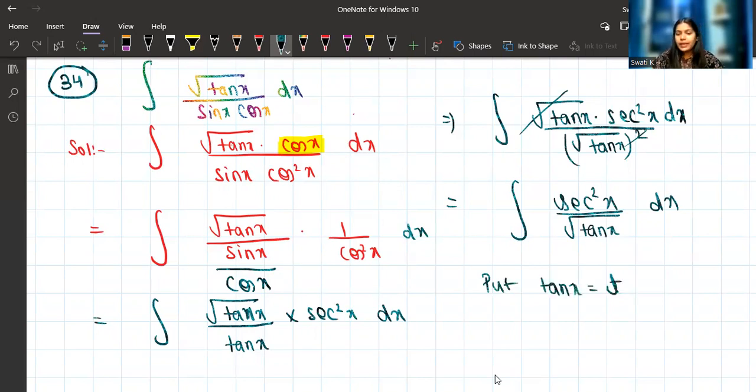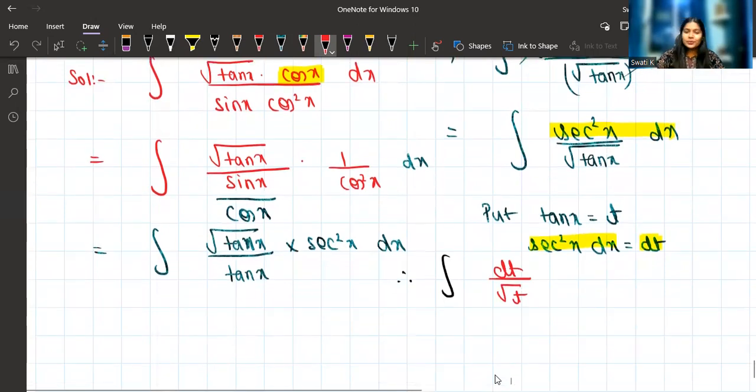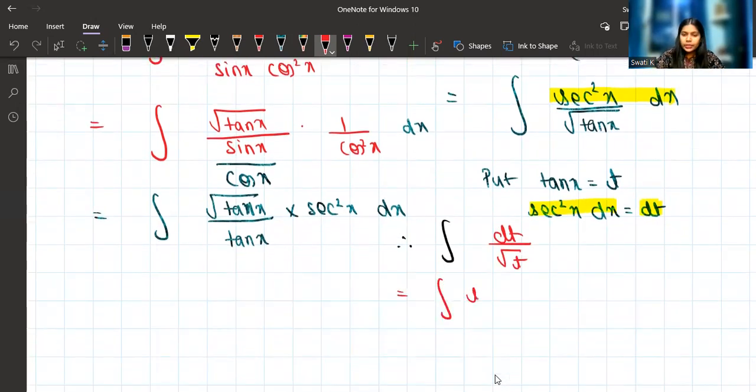We know that derivative of tan x is sec square x dx equals dt. So therefore, our integration will now look like: for this particular sec square x dx, we have dt, and this will become root t. Simplifying this is very simple. This will become integration t raised to minus half, by using the property of exponent. And this will become t raised to minus half plus 1 upon minus half plus 1, plus the constant of integration.